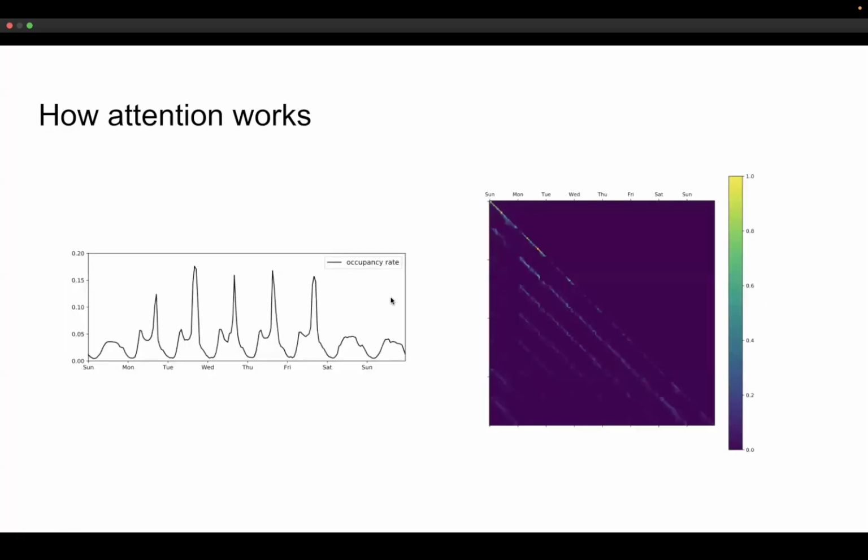You can also visualize for each time step which other time steps it's looking at. For example, in the figure on the right, we see that there's a very strong lag of 24 in this attention map. So every time step is looking at the previous 24 time steps.